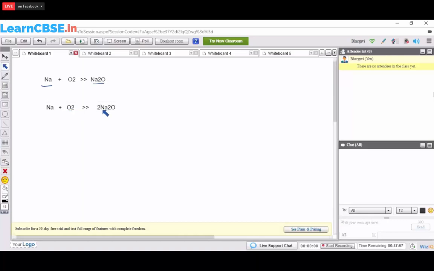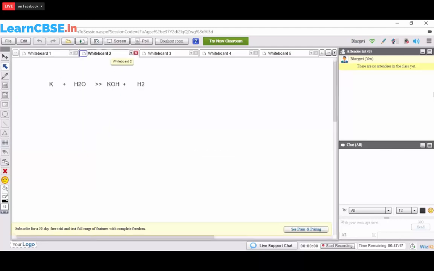Now we have to check the sodium atoms. Here, 2Na2 means there are 4 sodium atoms, but on this side only 1. So now we have to write the 4 in front of the sodium: 4Na plus O2 gives 2Na2O. Now we have balanced the equation. 4 sodium atoms here and 4 sodium atoms here, 2 oxygen and here 2 oxygen.